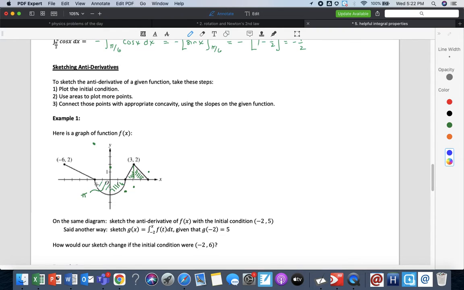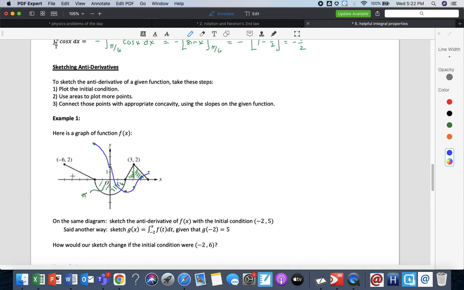So because the slope of this graph is negative, I'm going to be concave down. The slope of the graph here from 0 to 2 is positive, so I'm going to be concave up. Positive slope, concave up. Negative slope, concave down. So I'm drawing a picture of the antiderivative.